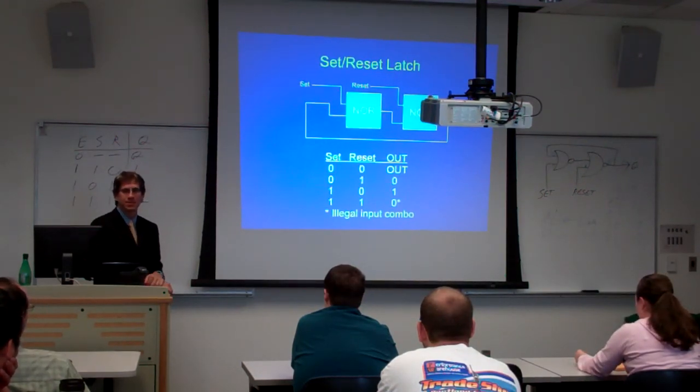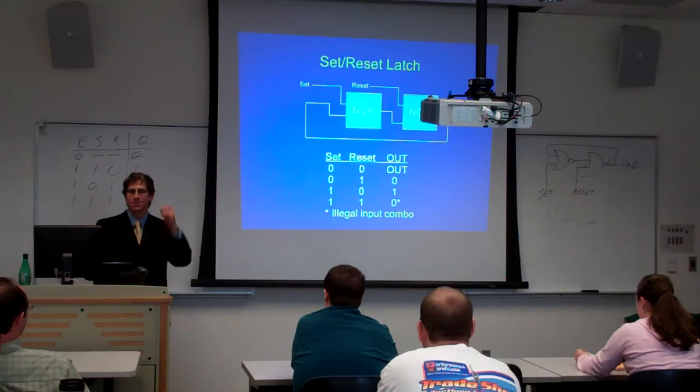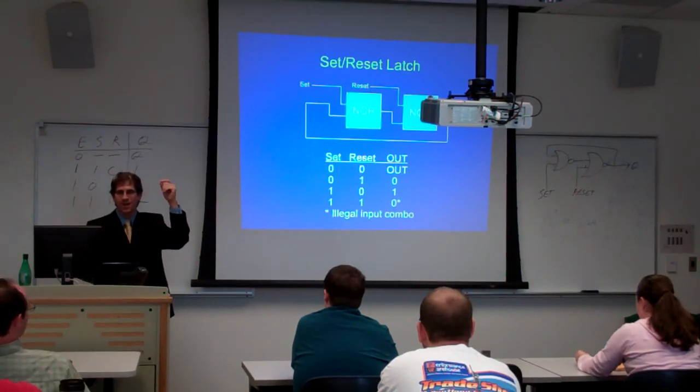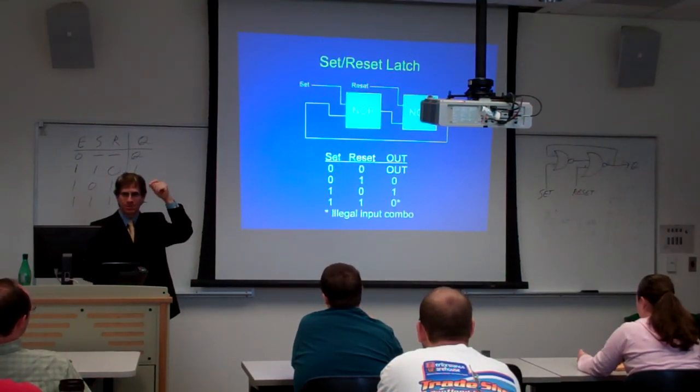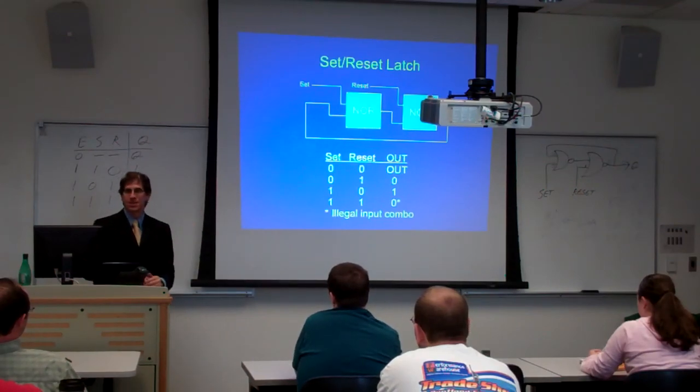Inside an inverter or a gate, you have parts that are connected to ground and parts that are connected to 5 volts. And the inputs are choosing which of those two sources are being sent to the output, basically.